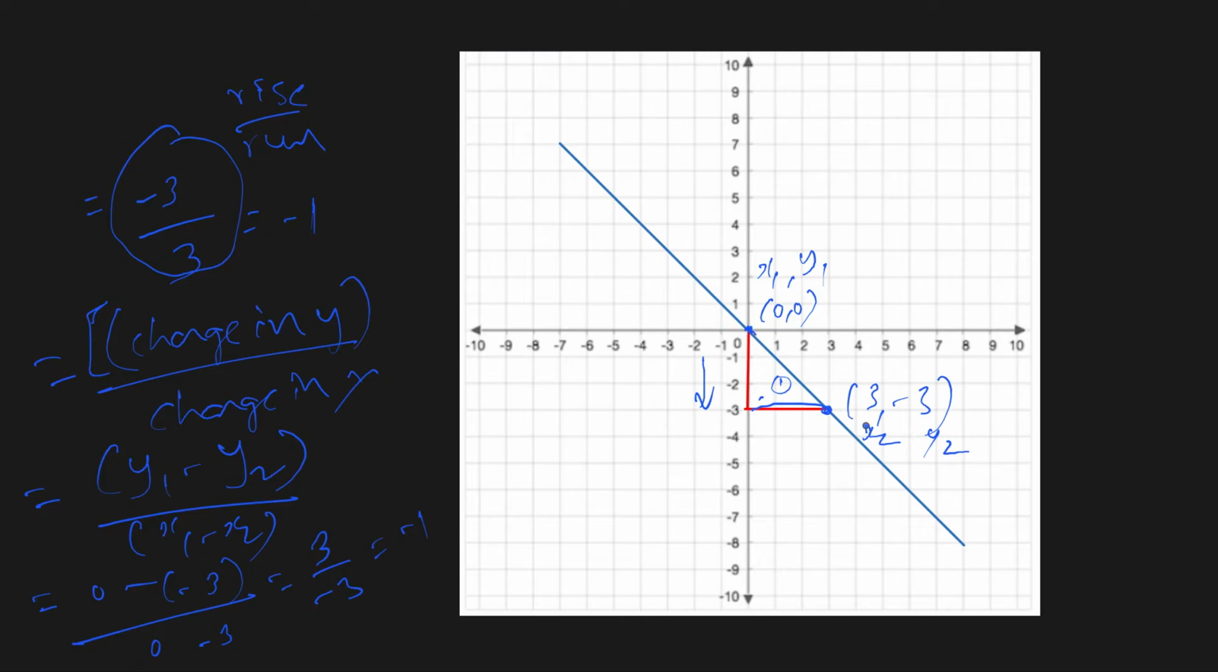So just use the 2 points and say x1 y1 x2 y2, and then just subtract the y values and then divide that by the difference in x values, and that's the same result as you'll get from rise over run. Cool.